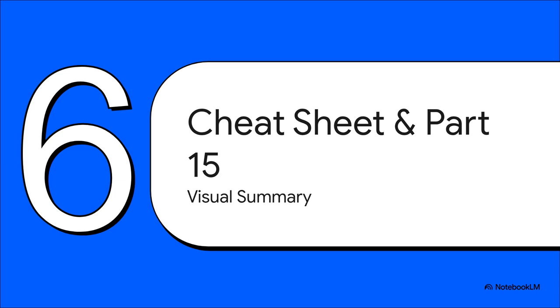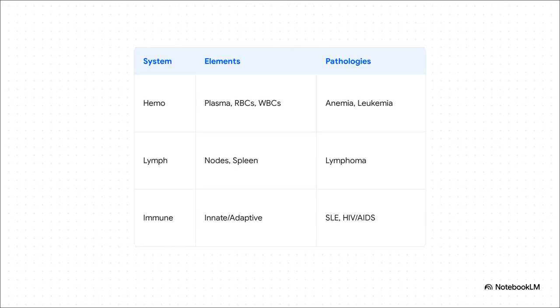Okay, wrapping things up with Section 6, our visual cheat sheet and a little teaser for Part 15. We have covered a tremendous amount of ground today, so go ahead and get your screenshot fingers ready. This one-page visual cheat sheet beautifully summarizes all the key elements and common pathologies across the hematologic, lymphatic, and immune systems. Seriously, keep this handy as you take your practice exams. It connects the raw anatomy directly to the clinical conditions you're required to code.